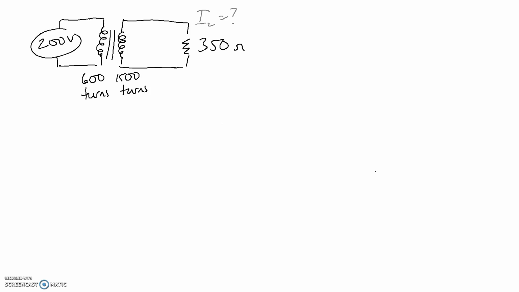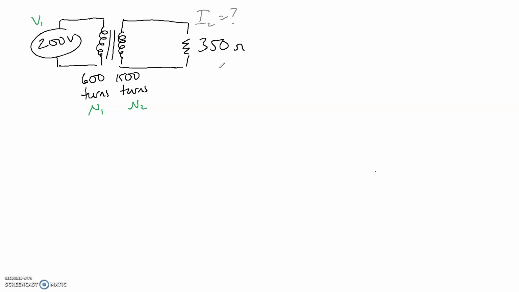Okay, now if we sort of label what our different things would actually be, this would be my primary side. It's my first side. That's my source side. And this would be the secondary side. So this here, this would be my primary voltage. This is my primary turns. This is my secondary turns. And of course, this resistance just on the second side.